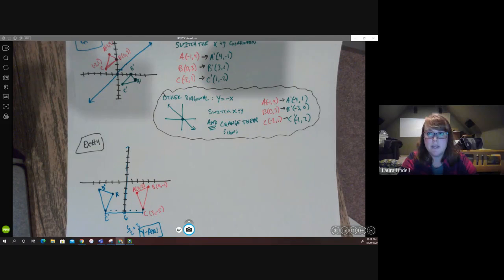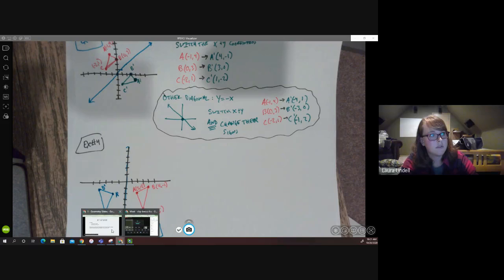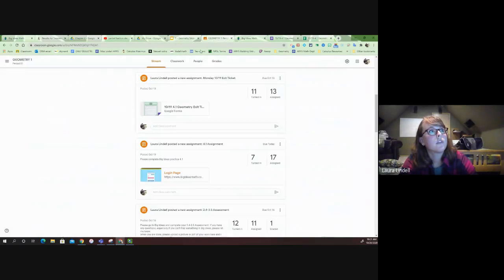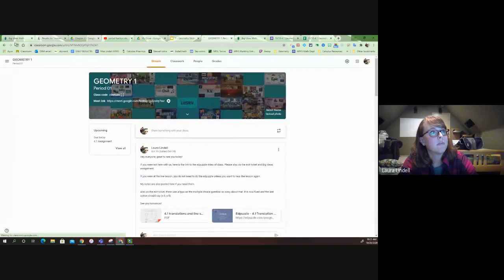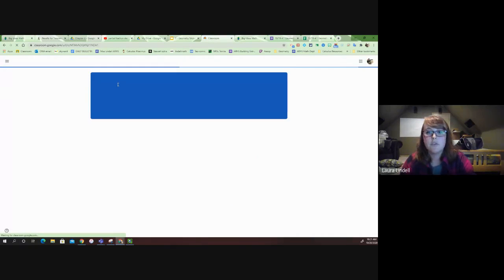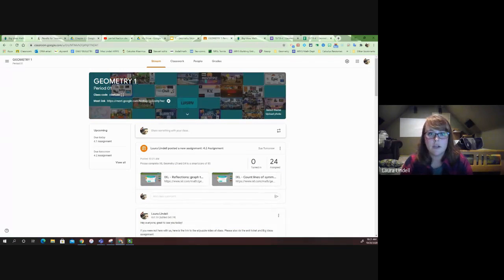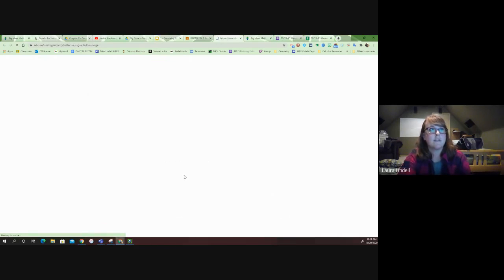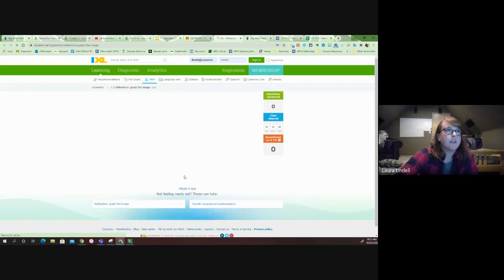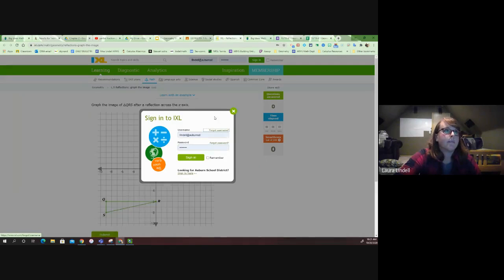Today's assignment is going to be in IXL. So that's where we're headed next, over to IXL. And I have to reload that page. So we have 2 sections today. One section is on reflections, and the other section is on lines of symmetry. So we want to reinforce that from yesterday. So reflections is L5, and it's going to ask you to do things like sign in.